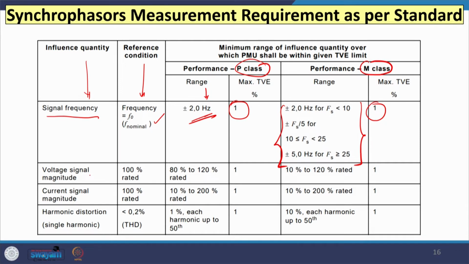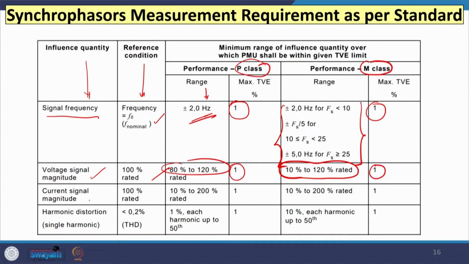If I consider the second point, voltage signal magnitude, with 100% as the rated or nominal value, then the range allowed for 1% total vector error for P-class PMU is between 80 and 120% of the rated value, whereas for M-class PMU the value ranges from 10% to 120% of the rated value. So again, a wider range of change in voltage is available for the measurement-class PMU for the same total vector error percentage.